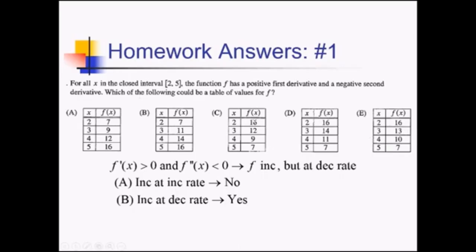So if we look at C, we're going from 16 to 12, so we're decreasing. Table D, same thing, decreasing. And same thing in E. In all of these answer choices, we're not even increasing at all, we're decreasing. So these are all solid no's. That means that choice B is our answer.